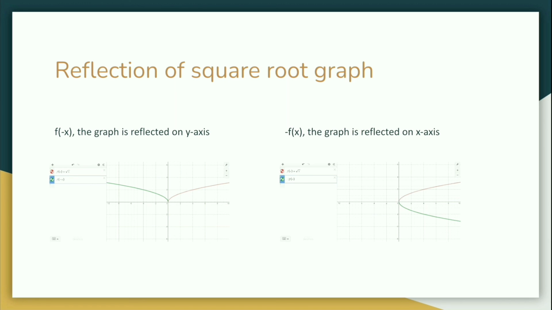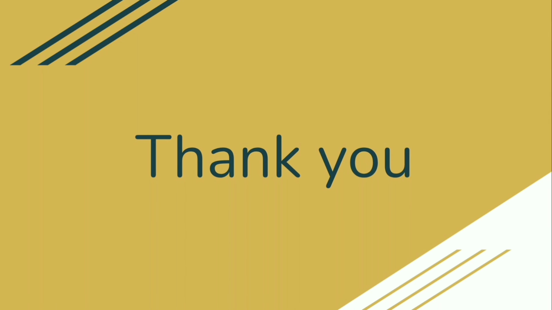For -f(x), the graph is reflected vertically. For example, the general formula for the square root graph is reflected on the x-axis. By referring to the diagram, the red color represents f(x) and the green color represents -f(x).